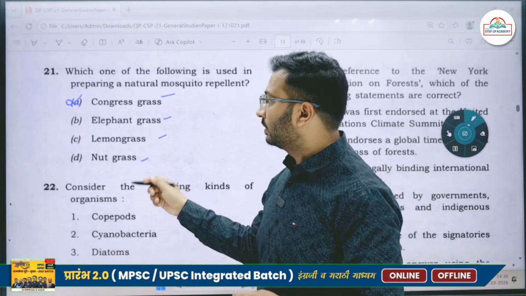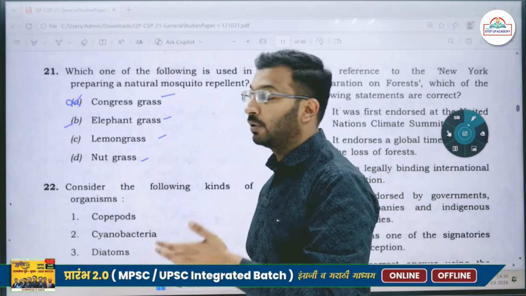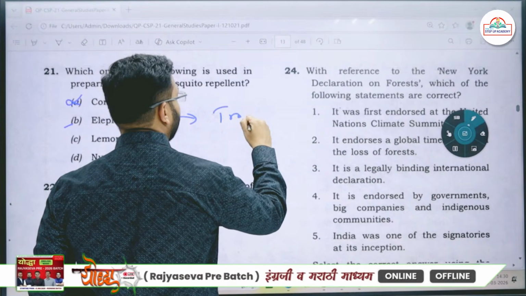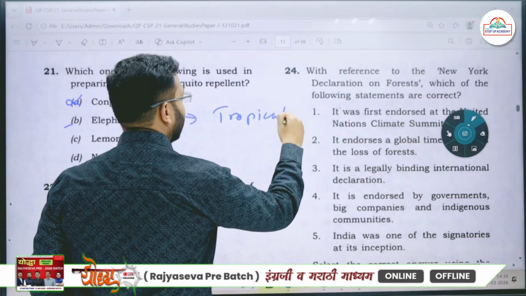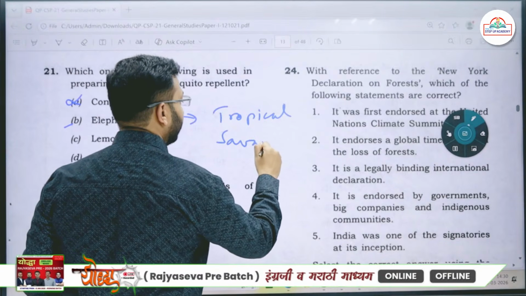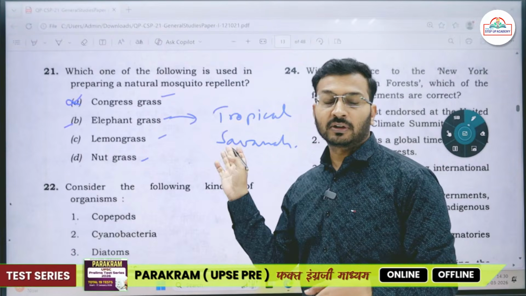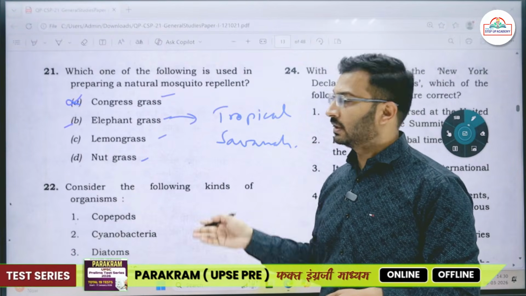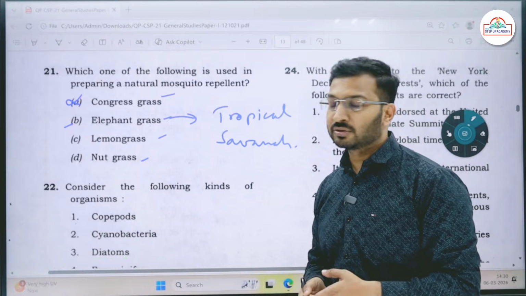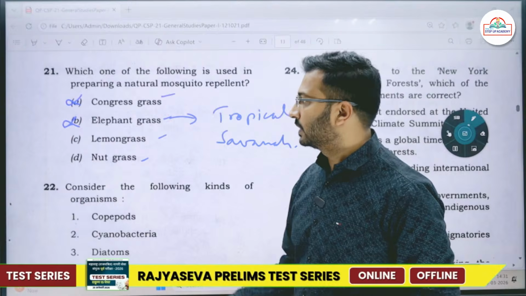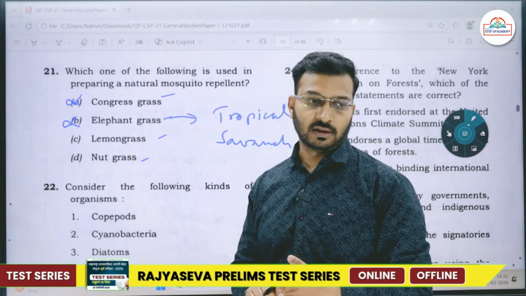Then elephant grass is usually found in the tropical savanna region. Elephant grass in tropical savanna. And in the tropical savanna region, we find a lot of mosquitoes present, in the Sudan region and all. So definitely it is not a mosquito repellent. Now you are left with two options, whether it is lemongrass or nut grass.